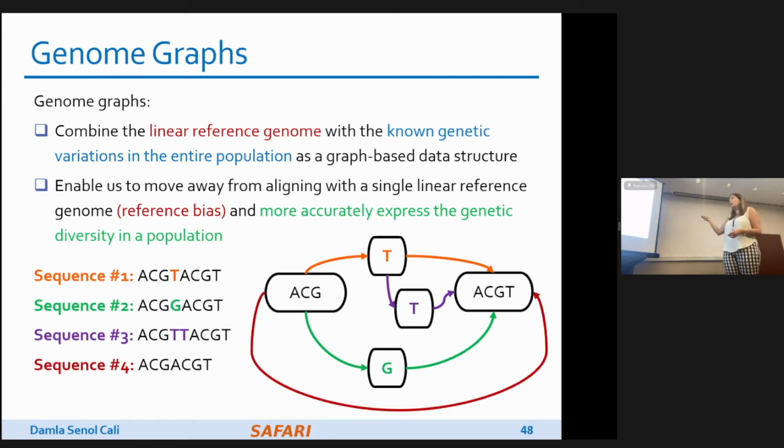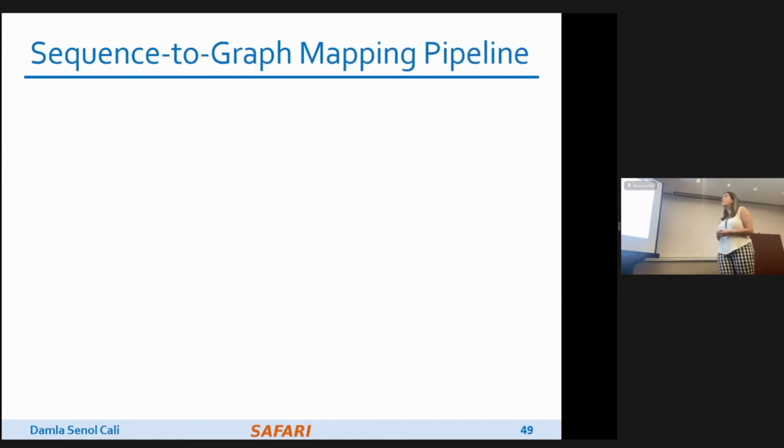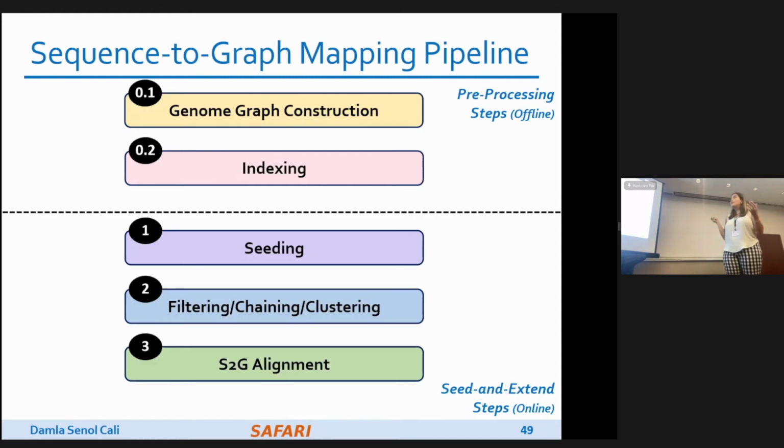So we can have a direct path from the first node to the last node, and we managed to represent all those four sequences in a compact way in this genome graph. So I talked about the sequence to graph mapping pipeline. As you can see here, it also follows the seed and extend strategy, but on top of indexing, seeding, filtering, and alignment, we need to also first construct the genome graph. But similar to indexing, it's a one-time step.